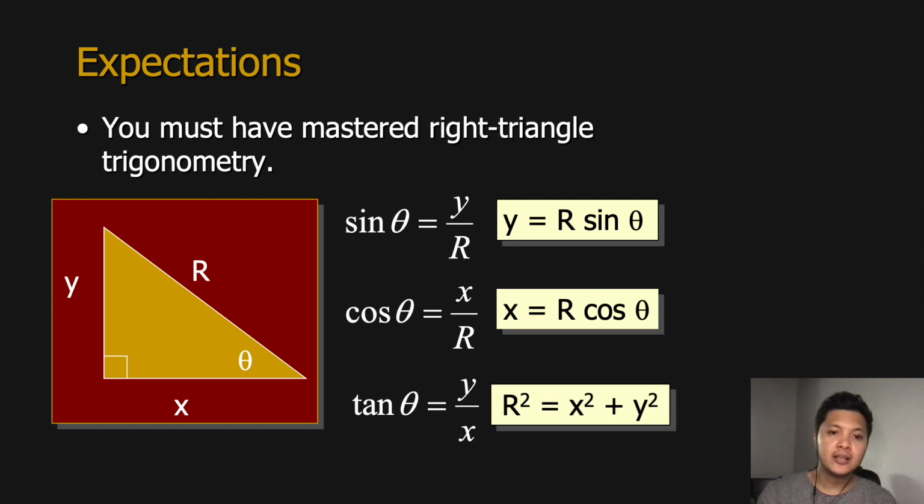Lastly, if you want to calculate tangent theta, you have to divide the opposite side by the adjacent side. And if you want to get r squared, you should add x squared, or the square of x, with the square of y.